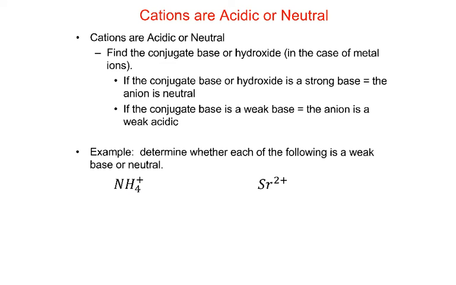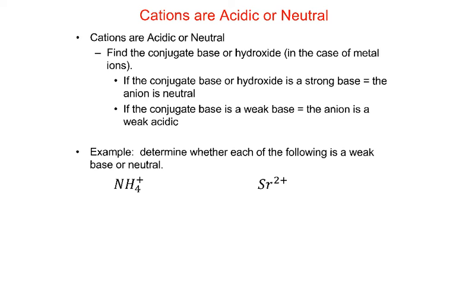All right, so the anions are either going to be basic or neutral. The cations are either going to be acidic or they're going to be so weak that they're neutral. So to find out whether a cation is acidic or neutral, I need to find the conjugate base, or in the case of a metal ion, I need to find its hydroxide. If the conjugate base or hydroxide is a strong base, then the cation is going to be so weak that it's neutral. But if the conjugate base or the hydroxide is a weak base, then the cation is going to be weakly acidic. So I've got two examples down here.